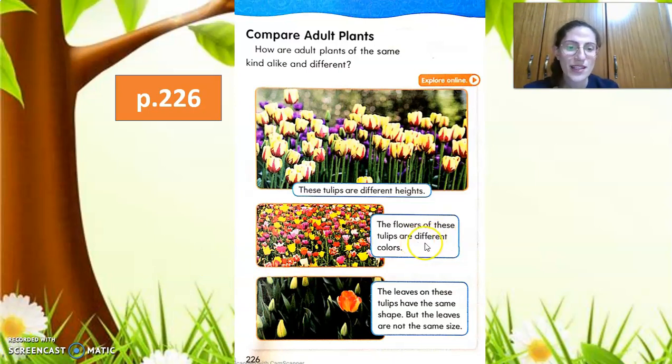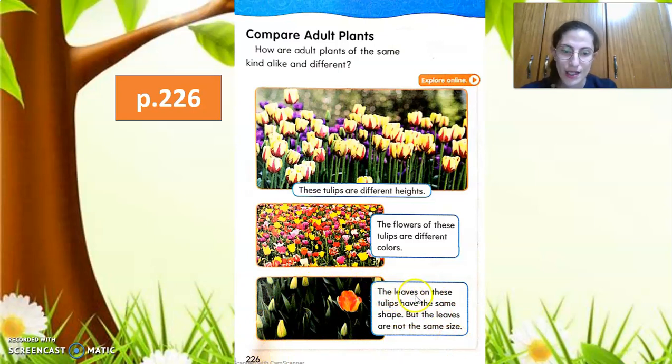So the flowers of these tulips are of different colors. Okay? Let's check the third picture. We could see the leaves. They are pointy, right? Let's check. The leaves on these tulips have the same shape, but the leaves are not the same size. So they have the same shape, but they are not the same size.